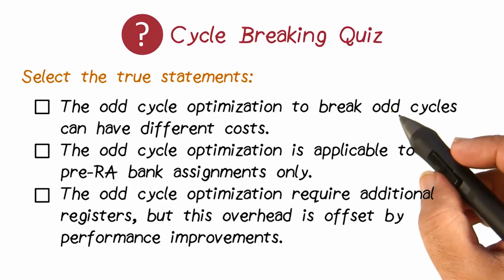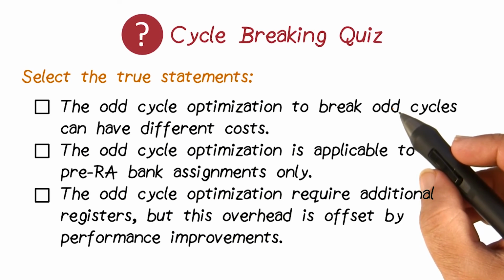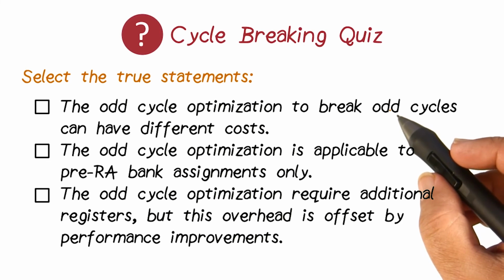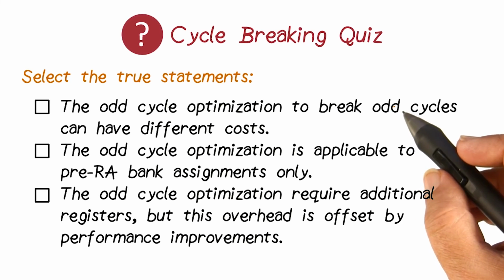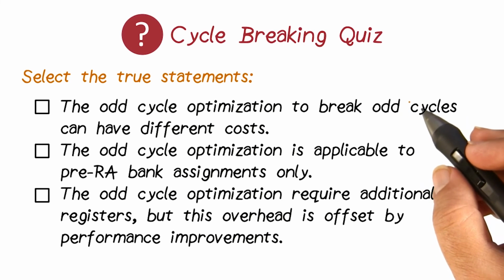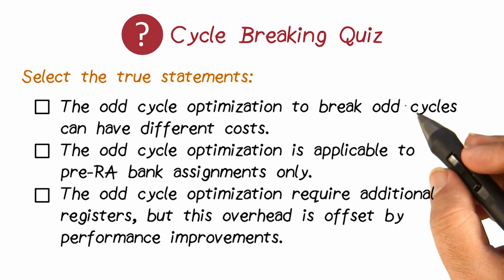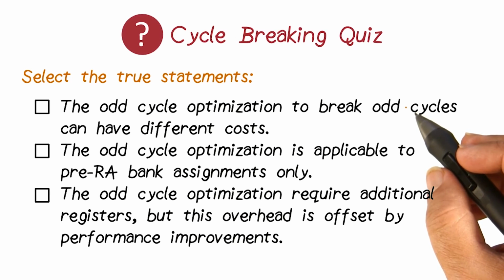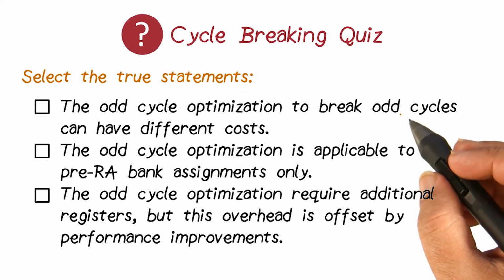Let us test our knowledge of the trade-offs that are involved in cycle breaking with regard to the additional costs that we incur through a simple quiz. Please select the true statements and put a check mark against them. Multiple statements could be true, so I'm going to read those out to you. The first statement is: the odd cycle optimization to break odd cycles can have different costs. Is it true or not? The second one is: odd cycle optimization is applicable to pre-array bank assignments only. And then the third one is: the odd cycle optimization requires additional registers but this overhead is offset by performance improvement. Please mark all the statements that you think are true. Go ahead and mark your answers now.